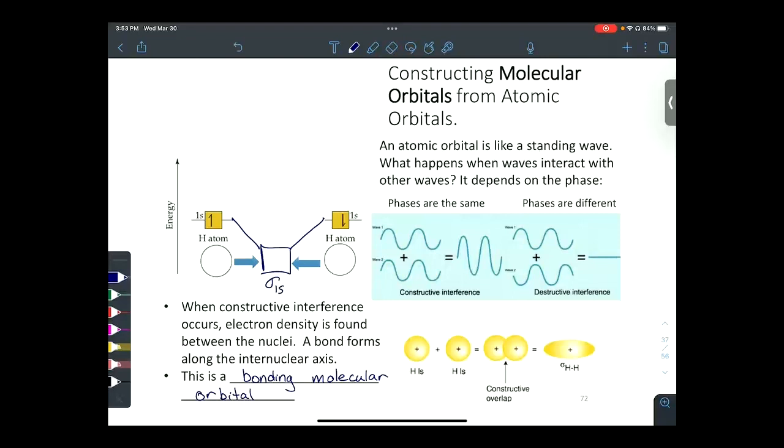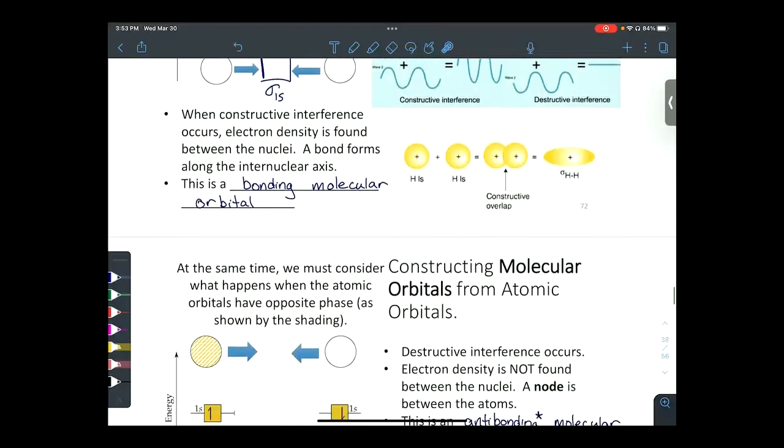So we call this orbital a sigma 1s. We want to say that this is an MO, a molecular orbital, but we also want to say what type of interaction it is, sigma, and what atomic orbitals it comes from. So it's sigma 1s. This is constructive interference, and the phasing is correct.